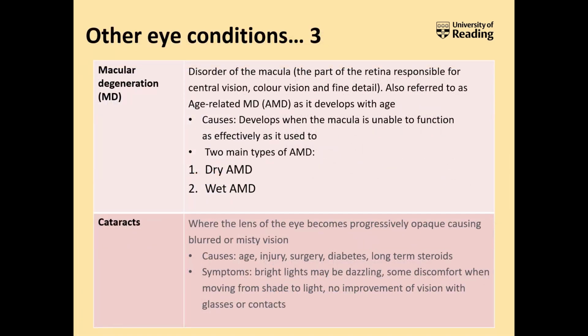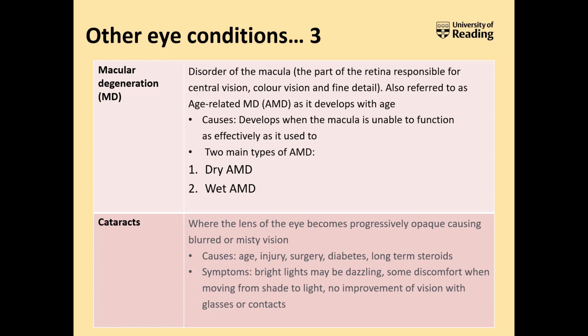Macular degeneration, so this is something that would be diagnosed by an ophthalmologist, so this is for information rather than something that you would be involved in offering treatment for, but you may well dispense prescriptions for the drugs used to treat macular degeneration. So this is a disorder of the macula, which is the part of the retina responsible for central vision, colour vision and fine detail. It's also referred to as age-related macular degeneration, or AMD, because it does tend to develop with age. It develops when the macula is unable to function as effectively as it used to. There are two main types, dry AMD and wet AMD. So you can do some further reading about that if you want. There's plenty of information available in the further reading or on reputable sites online.